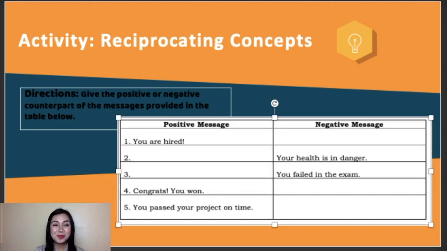Let's have number 2. Negative message: Your health is in danger. What would be the positive message? Yes, Edith? That's correct. Your health is at peace. Nice. Let's have number 3.